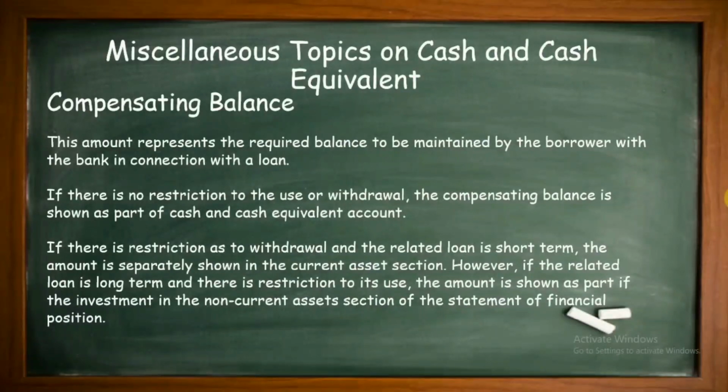Example na lang, halimbawa ay ABC Company borrows 100,000 from DEF Bank and agrees to maintain 2%, which is 2,000 pesos, as minimum compensating balance in a demand deposit account. So, yung 2,000 pesos na yun ay tinatawag na compensating balance. Kaya, ang total cash na nautang ng ABC Company kay DEF Bank ay 98,000 na lamang ito.